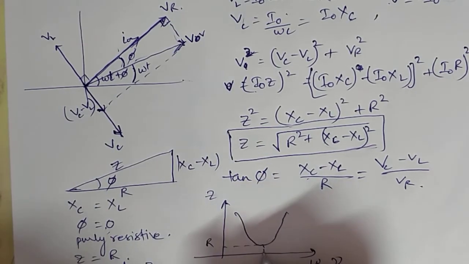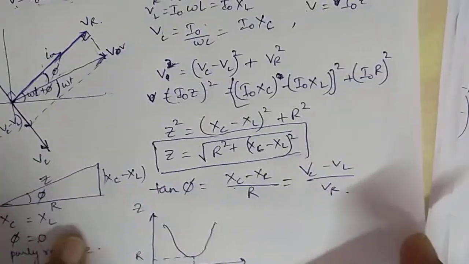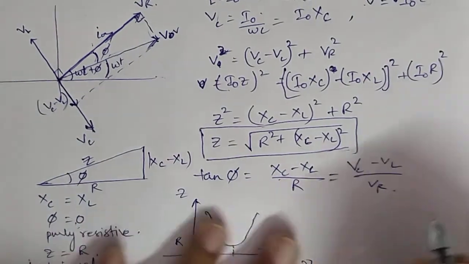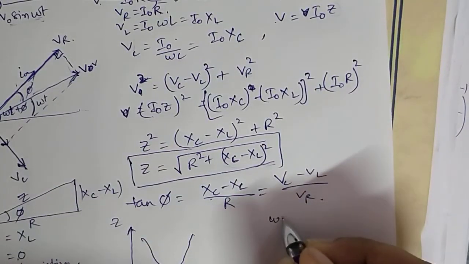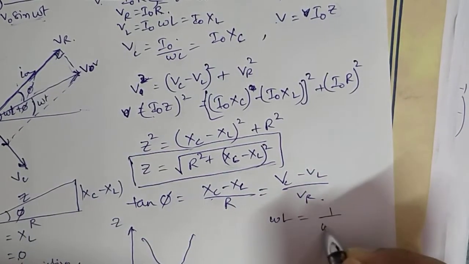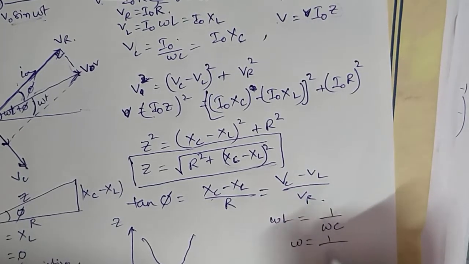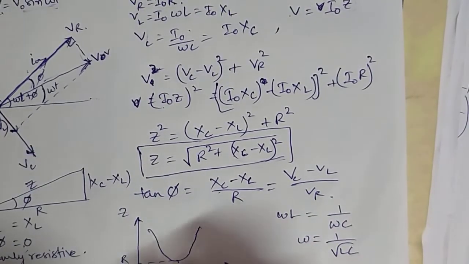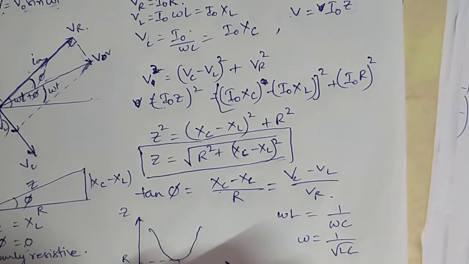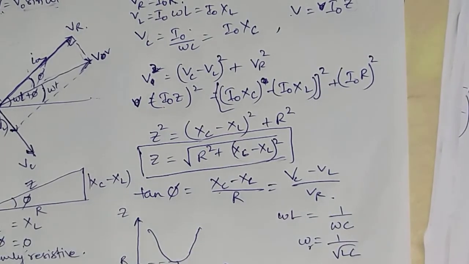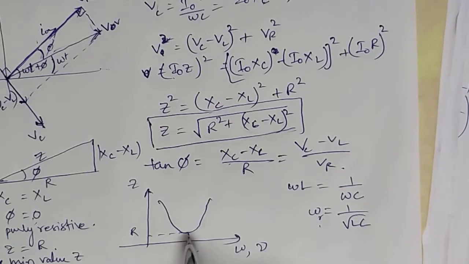And when do we get the minimum value? When XL is equal to XC. And what is the relation? XL is equal to omega L, XC is equal to 1 upon omega C. So omega is equal to 1 upon root LC. Okay, so this value is omega R, the resonant frequency. Resonant frequency is the frequency when XL becomes equal to XC. So this frequency is called resonant frequency, and your Z is minimum, which is equal to R.